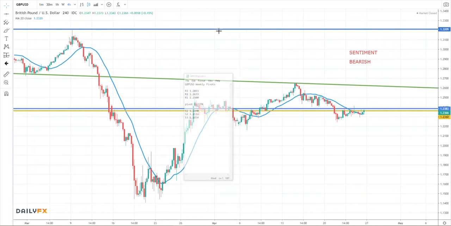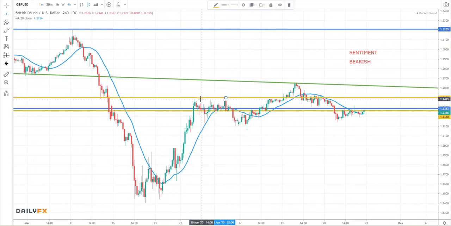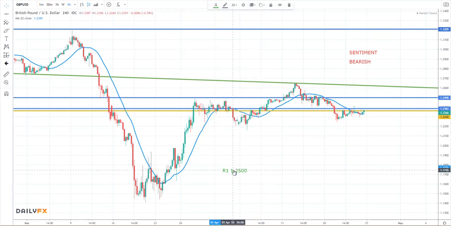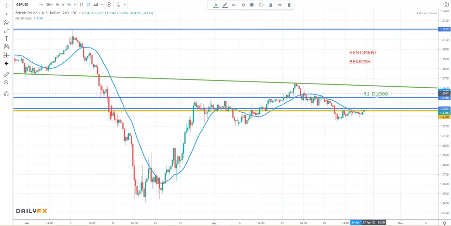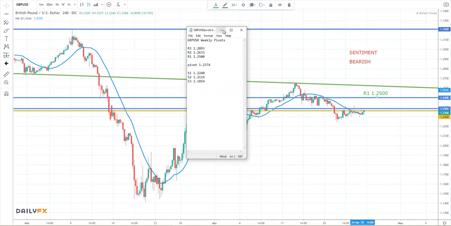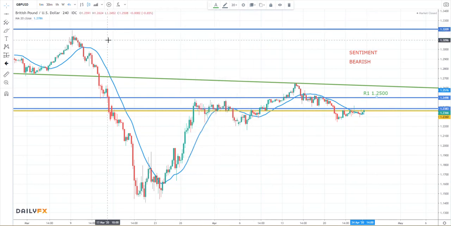Resistance, $1.25. So the 1.25 mark, which makes a lot of sense. That's our recent highs, right? Price really hasn't moved beyond there. So a return to there would be another great place to sell. If price were to move above $1.25, we see our next resistance at R2, 1.2633.